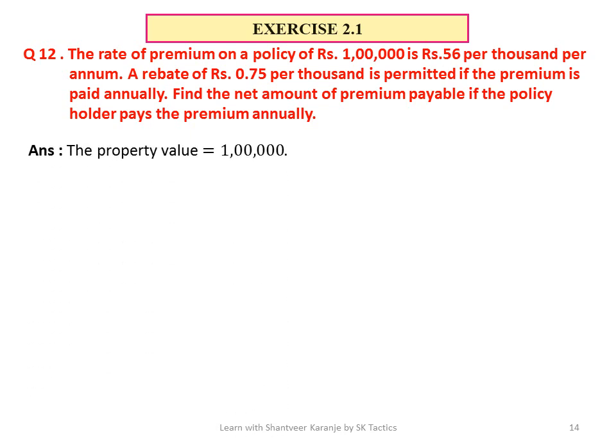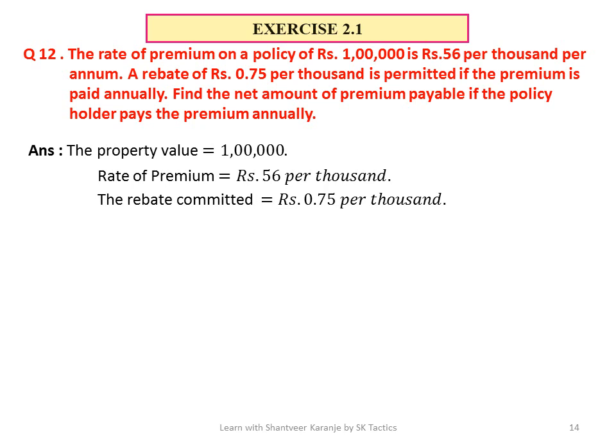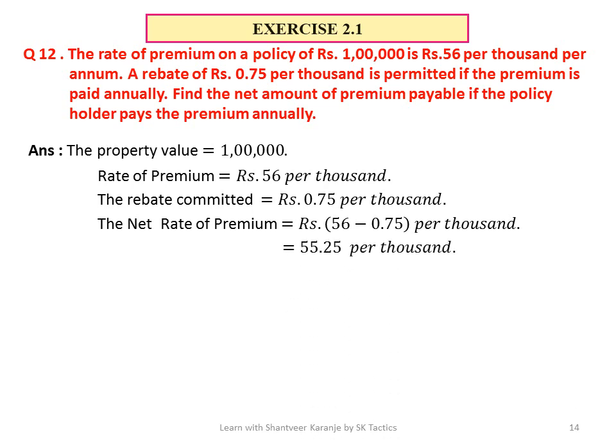So the policy value is 1 lakh. Rate of premium is 56 per thousand, and the rebate is 0.75 per thousand. So if he is paying the premium annually, he will get 56 minus 0.75 per thousand as the actual net rate of premium. So the net rate of premium is 56 minus 0.75, which is 55.25 per thousand.